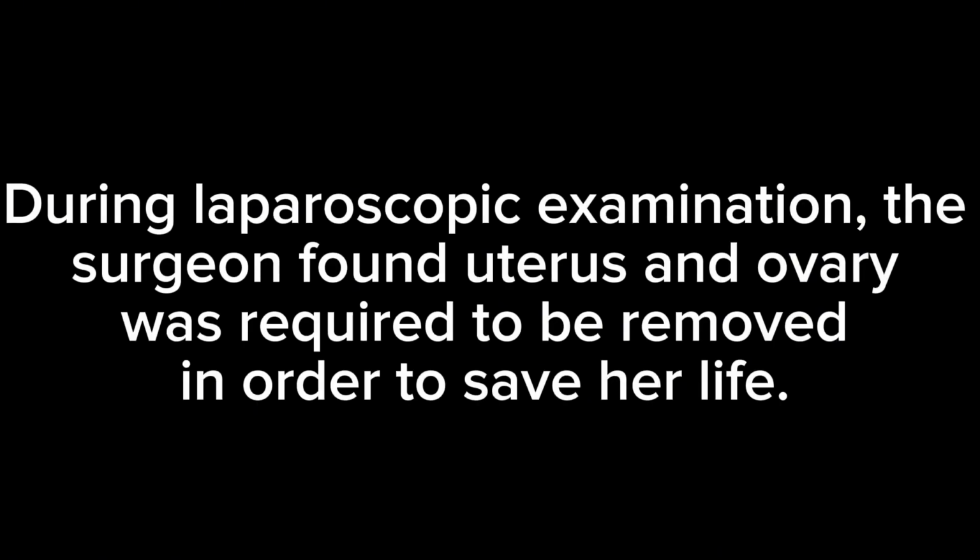But what happened in this case? After obtaining consent, doctors started the operation. During said examination, the surgeon found uterus and ovary was required to be removed in order to save the life of the patient. So doctors got to know afterwards that if the life of the patient has to be saved, then uterus and ovary are required to be removed. Removal of these organs has incapacitated her to get married and give birth.